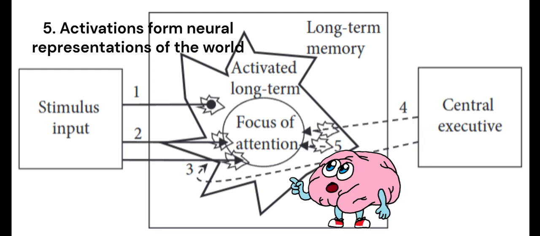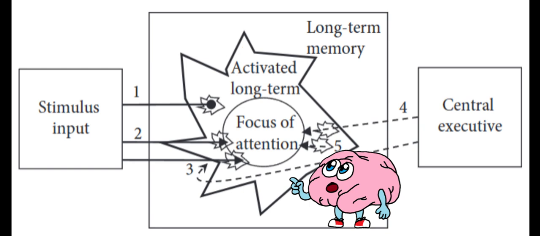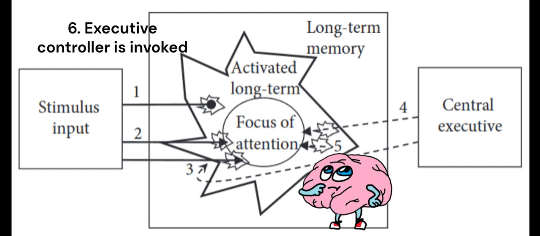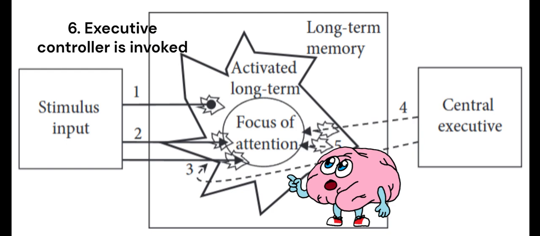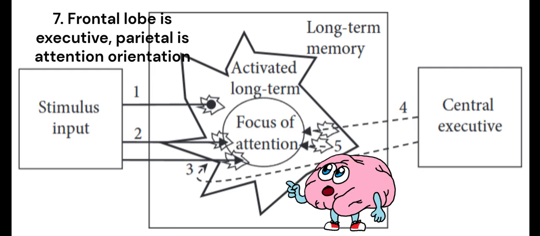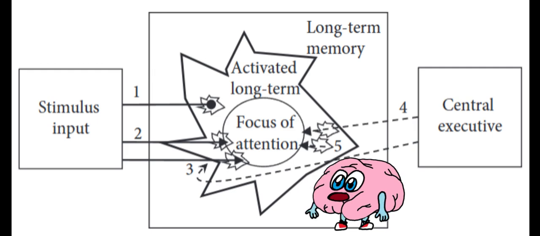Five, the set of activated representations form the neural model of the environment, and if something changes in the environment, leading to a change in the neural representation, then the attention orienting response is triggered. Six, there is some kind of executive control over the focus of attention, but this competes to some extent with uncontrollable orientation responses. Seven, the frontal lobe is probably involved in executive control, while the parietal lobe seems to be involved in focusing and orienting attention.